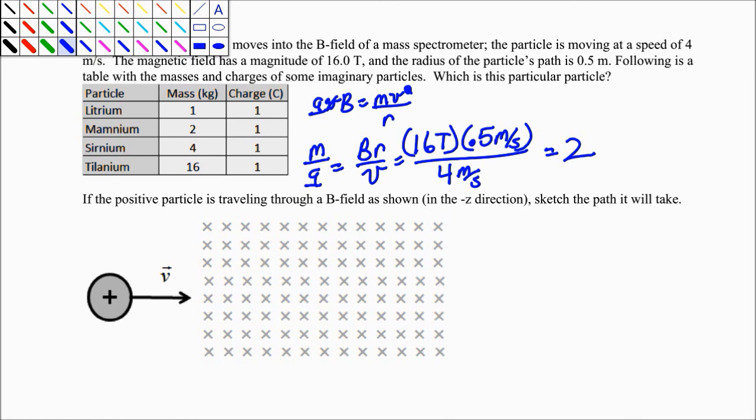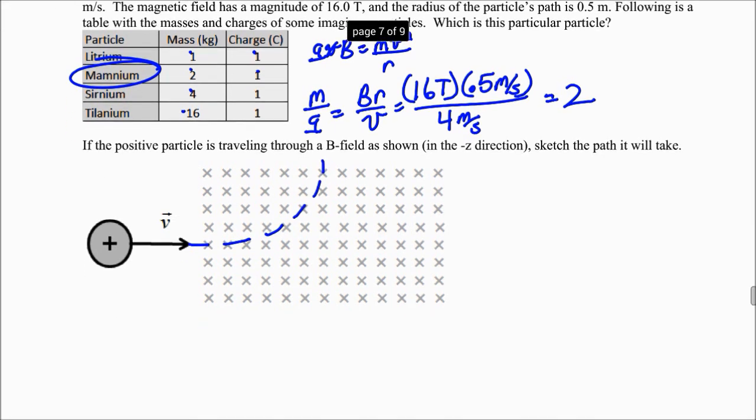So now I want to look for the particle that has a mass to charge ratio of 2. This one has 1 over 1. This one's 2 over 1. That's 2. So that's our right answer. This one's 4 and this one's 16. All right, and this particle is traveling in this direction. What path would it take? Well, I do my right-hand rule, fingers in the direction of V, then fold towards the magnetic field. It's going to follow a circular path in this direction. All right, looks like that's all.